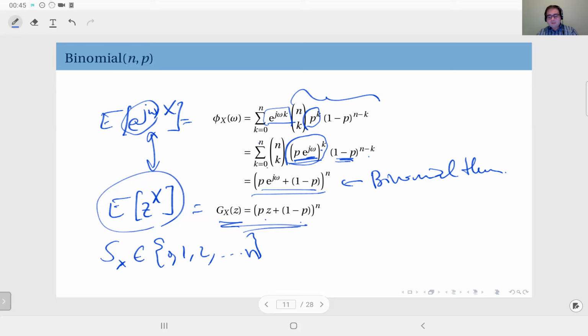And let me also point out to you, you can also compute the moments using the characteristic function or the generating function using the moment theorems.